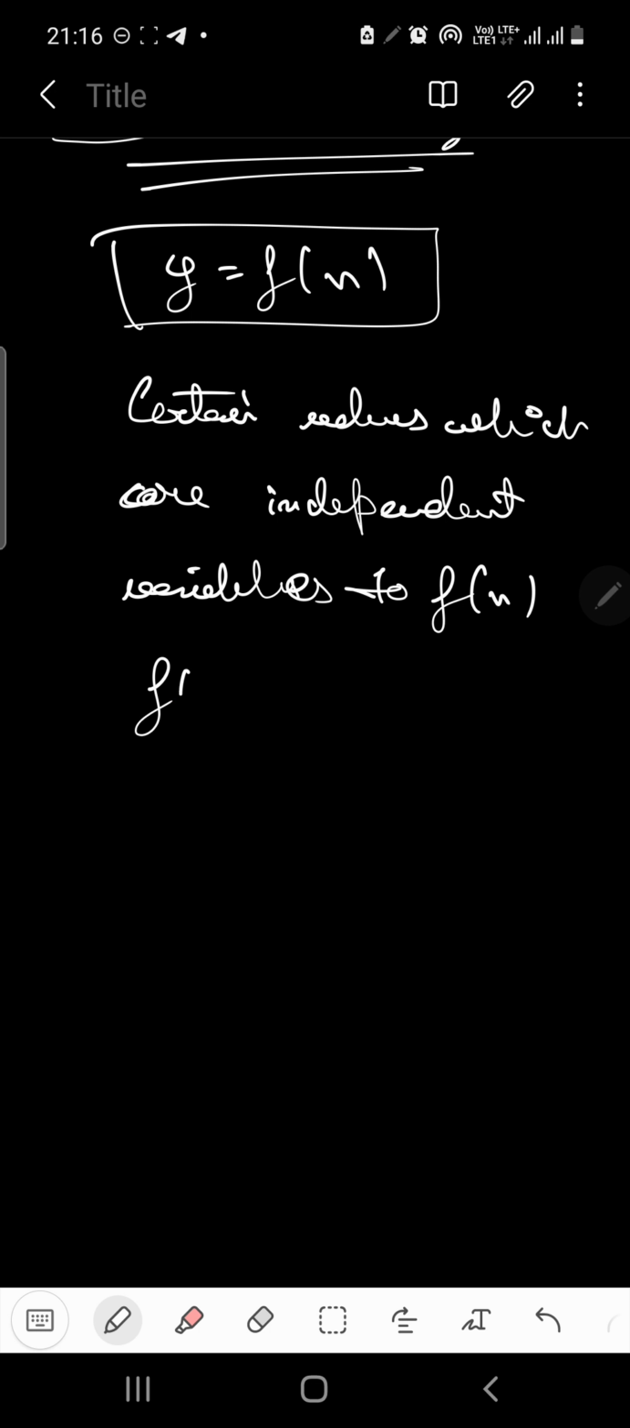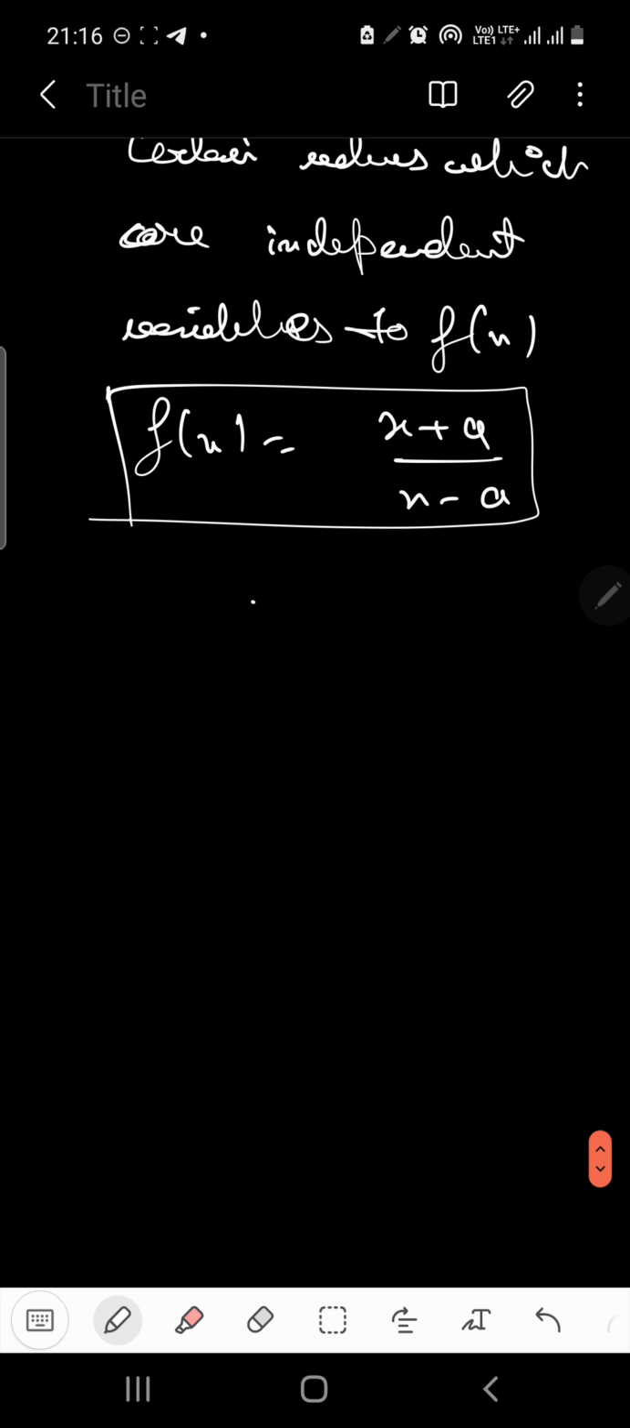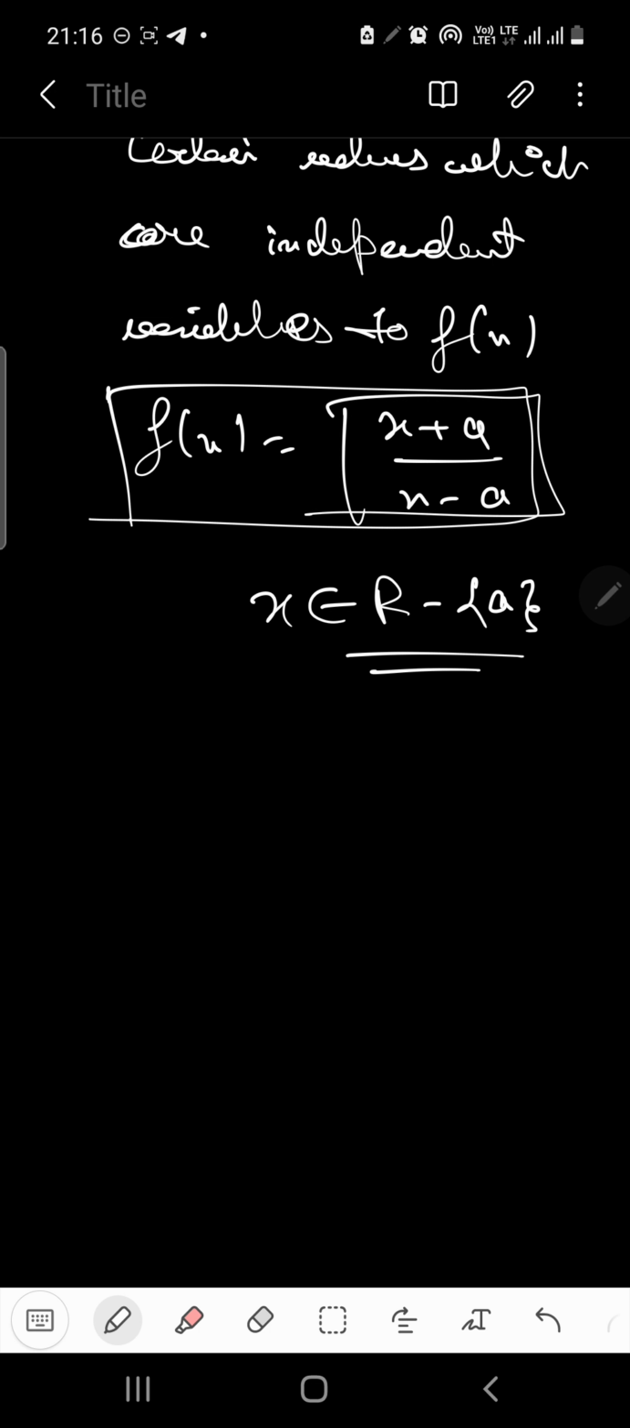For example, if you have f(x) equals say 1 over (x minus a), we can find that all real numbers except the value a can be put in this function to get a particular output. So this becomes the domain of the function. What is the range of the function? The set of all the outputs which we can get by putting the values of the domain is called the range of a function.